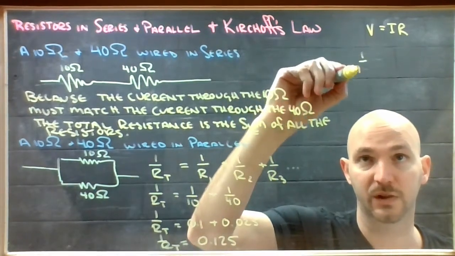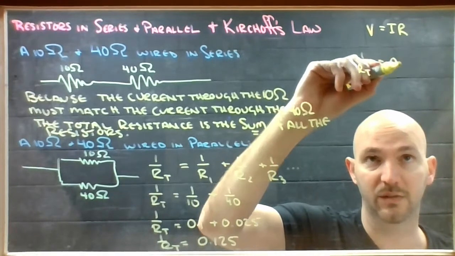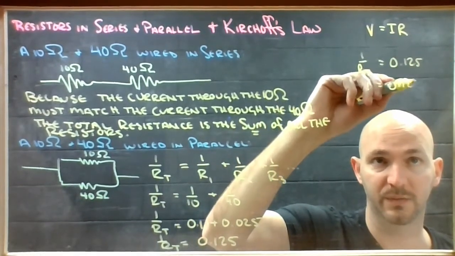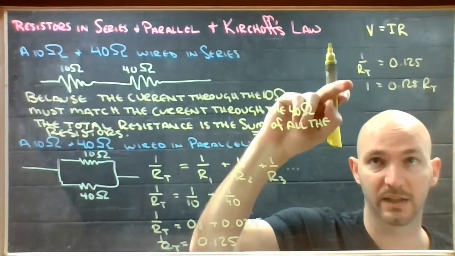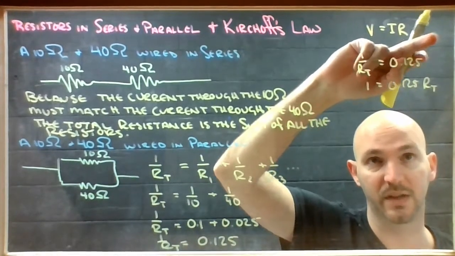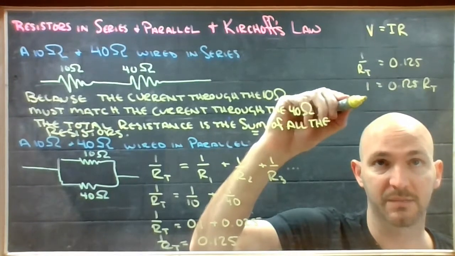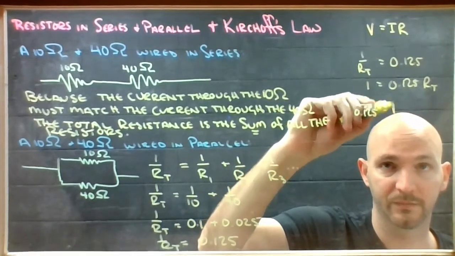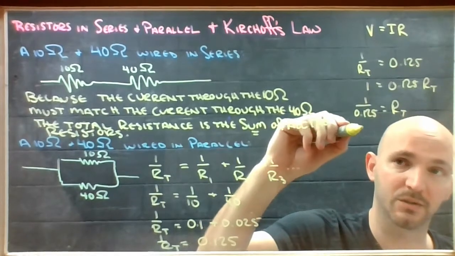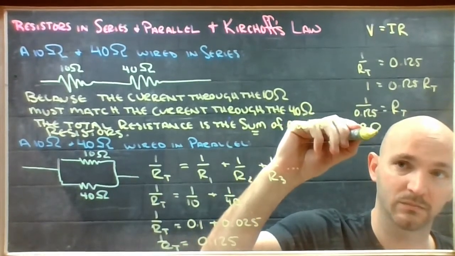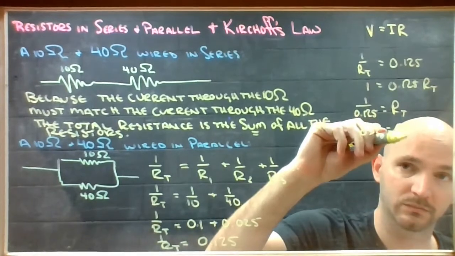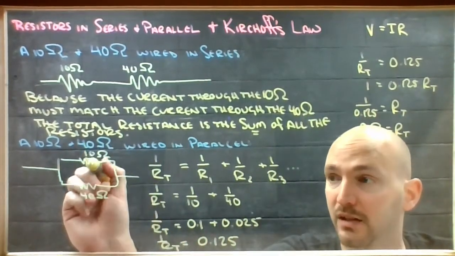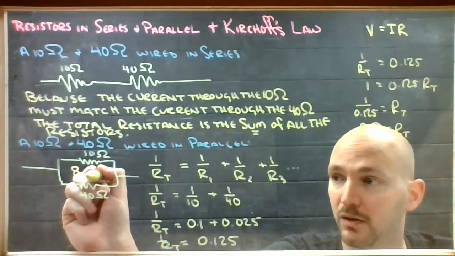If 1 over RT equals 0.125, then 1 is 0.125 RT. I just multiply this up into the numerator. Divide both sides by 0.125, and 1 divided by 0.125 is 8. So the total resistance of this little structure here is 8 ohms.